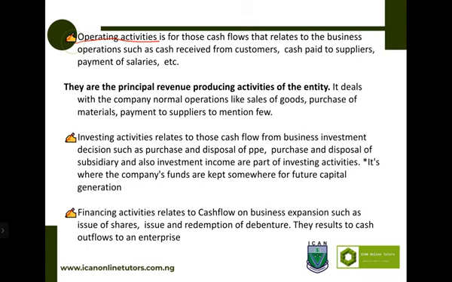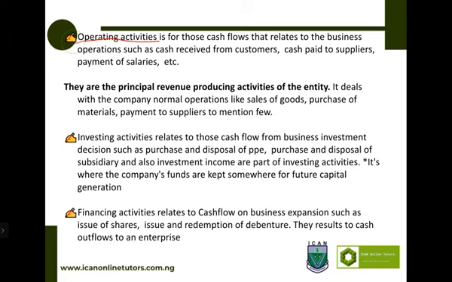That's why operating activities are those inflows or outflows that relate to the business operations. They are the principal revenue producing activities of the entity. They are the major things that generate money for the companies. Without operation, no organization. Then what are the operations? Operations are the running of the business. That's what I want us to get. It deals with the company's normal operation, like selling of goods, purchase of materials, payment to suppliers, what you receive from your customers, what you are giving out on credit that you did not collect money, payment of salaries to your staff, etc. These are what we call operating activities.